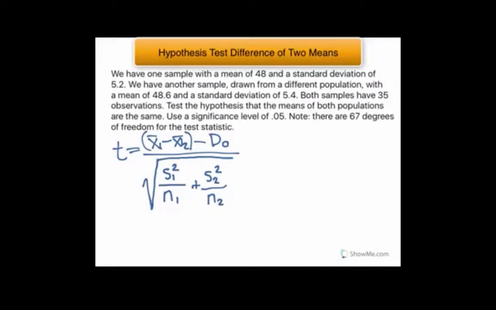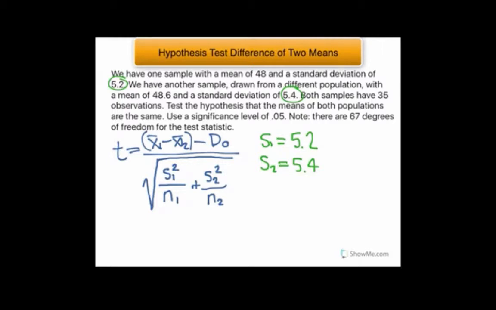And we can pick out what these numbers are too. S1 is 5.2. Right here it tells us the sample standard deviation, sorry. S2 is 5.4, it tells us that here.